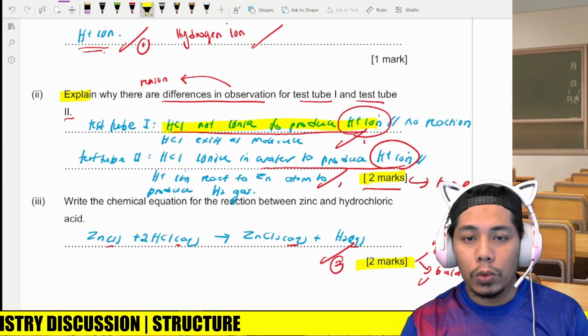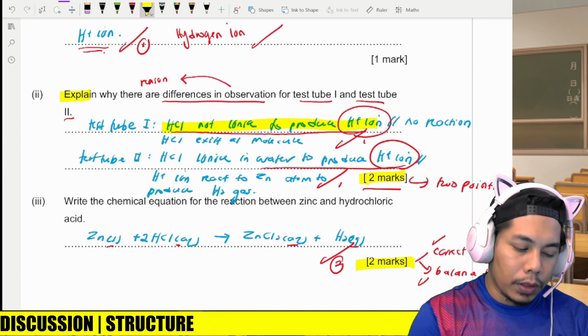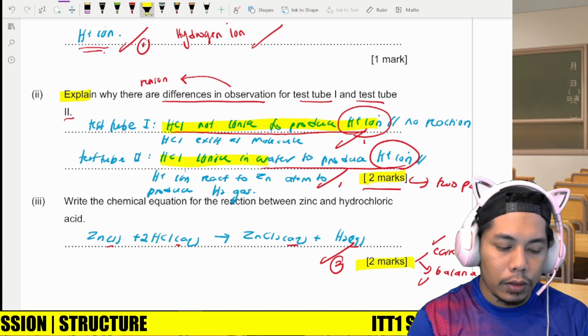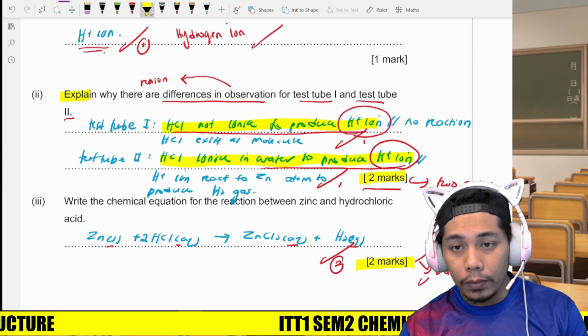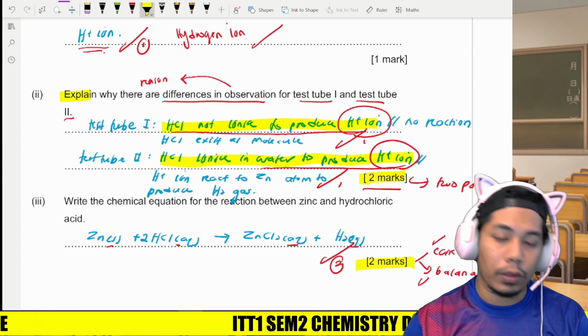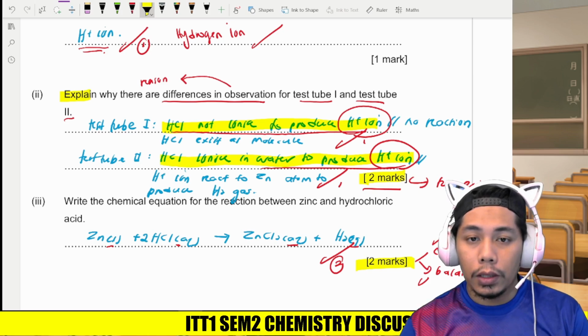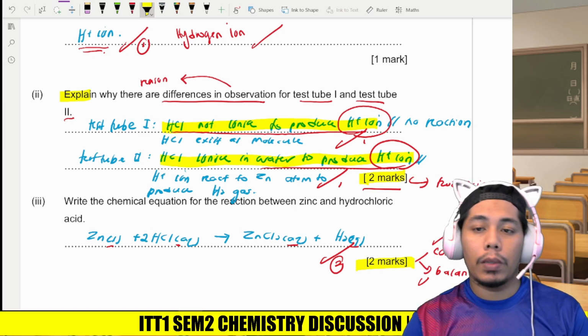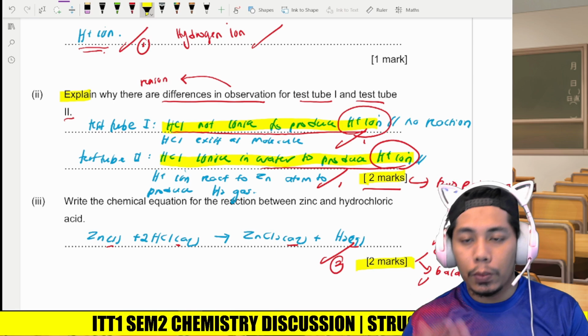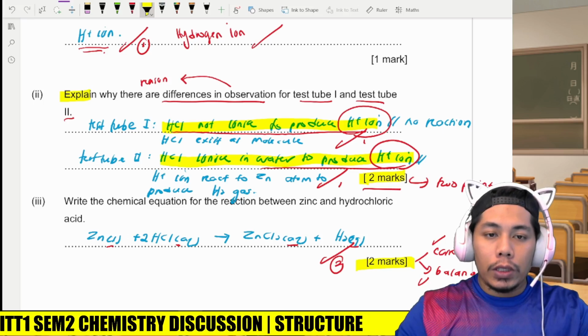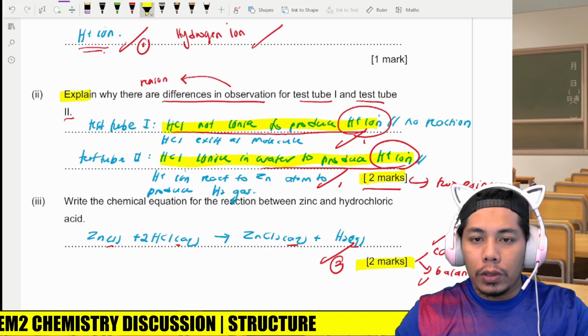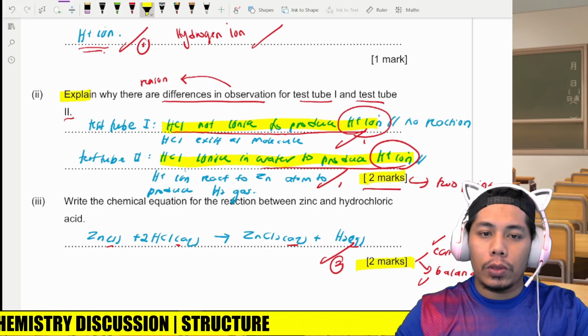So test tube 2 because HCl ionized in water to produce hydrogen ion. Okay, ataupun jawapan yang lain, hydrogen ion react to zinc atom to produce hydrogen gas. Tapi jawapan yang paling tepat bagi tahu yang dia produce hydrogen ion. Okay, so next nombor 3, write the chemical equation for the reaction between zinc and hydrochloric acid.